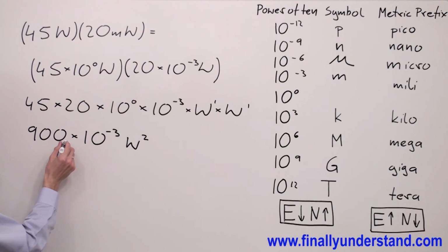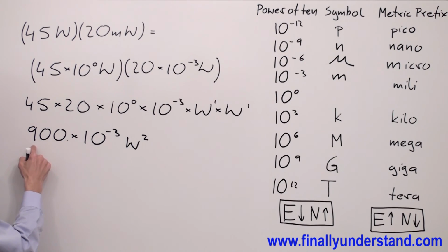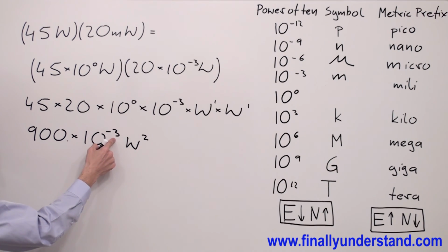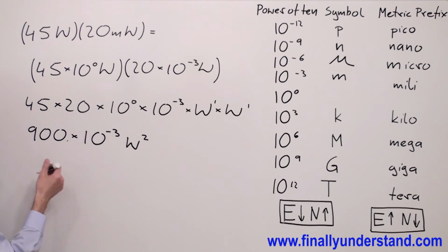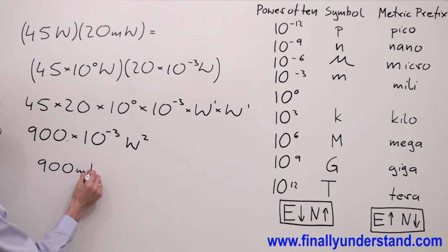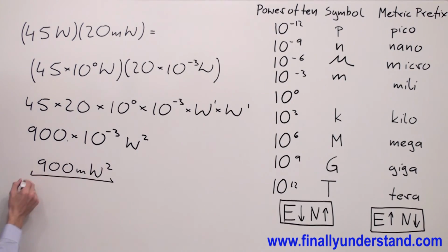The number on the left side of the decimal point is between 1 and 999. The exponent is a multiple of 3. That's why I can rewrite this number as 900 milliwatts square. And this is the solution to my problem.